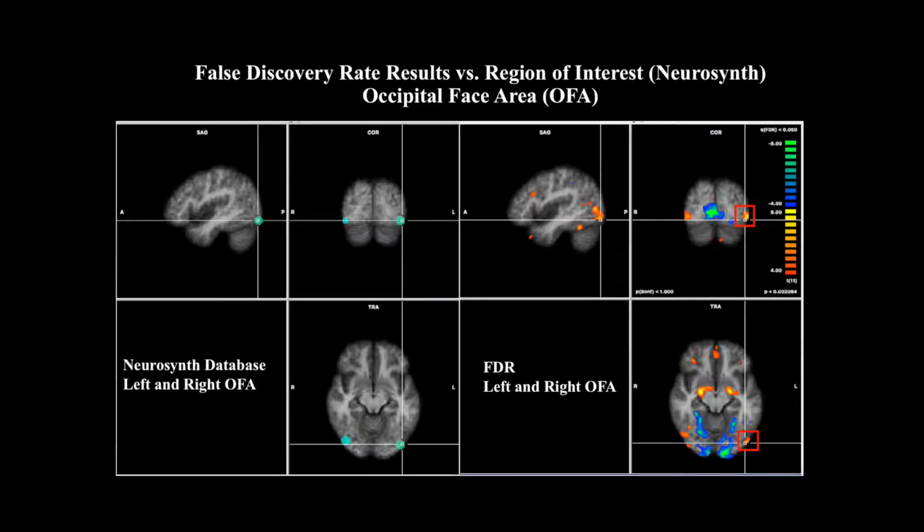So once again, on the left you have the nearest database, and it indicates the left and the right occipital face area. On the right we have the group analysis corrected using the false discovery rate, and as you can see indicated by the red boxes, there is activation in the left and the right OFA.